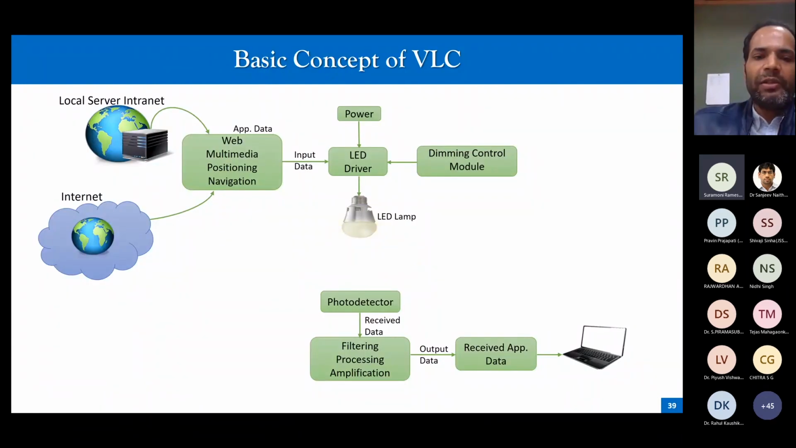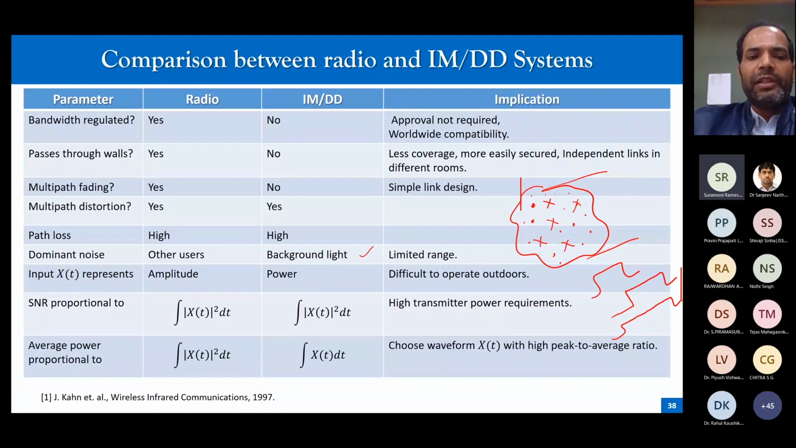The most dominant noise in IMDD systems is background light. Input X(t) represents amplitude in radio systems. In IMDD systems, it's power. That's what we have said, right? Signal to noise ratio is this quantity in both systems. And because input X(t) represents power, this requires higher transmitted power. And in IMDD systems, we want waveforms with a high peak to average ratio. That was not the case in radio systems. So there are some differences between radio systems and IMDD systems, and the most important difference happens because the signal we transmit in radio systems is amplitude, whereas in IMDD systems it is power. So some differences are with respect to transmitted power requirements and the peak to average ratio of the waveforms.